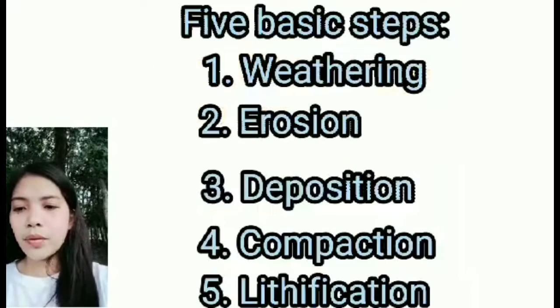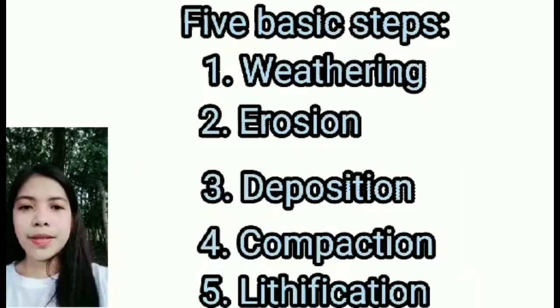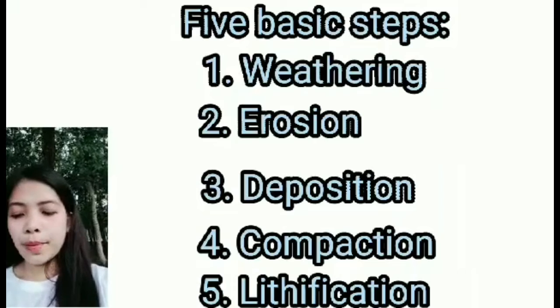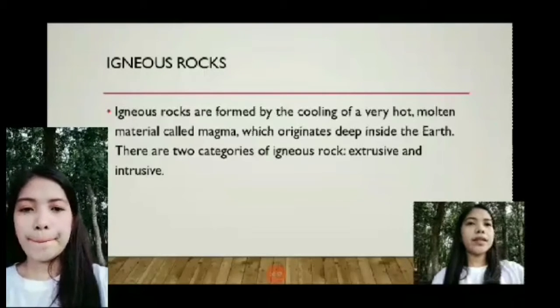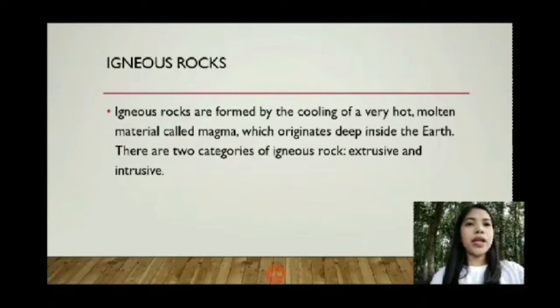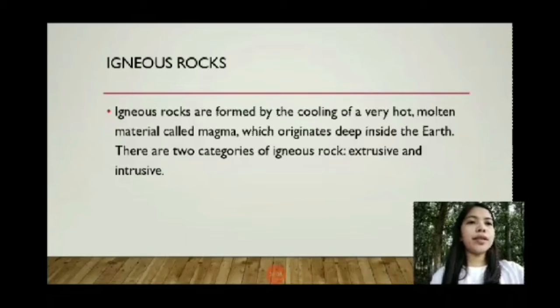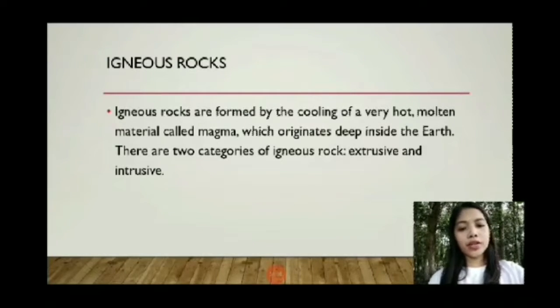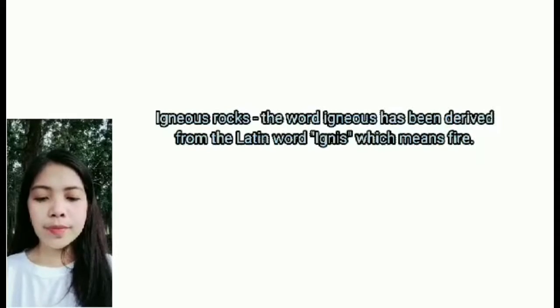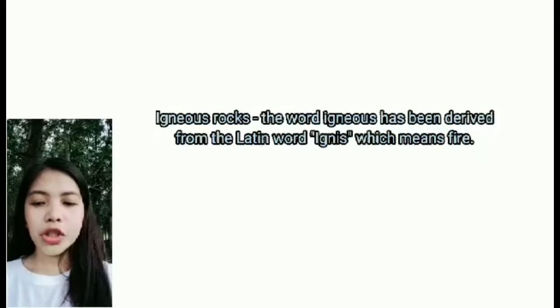All sedimentary rocks form through five basic steps: weathering, erosion, deposition, compaction, and lithification. Next is igneous rocks. Igneous rocks are formed by the cooling of a very hot molten material called magma, which originates deep inside the Earth. There are two categories of igneous rocks: extrusive and intrusive. The word igneous is derived from the Latin word ignis, which means fire.